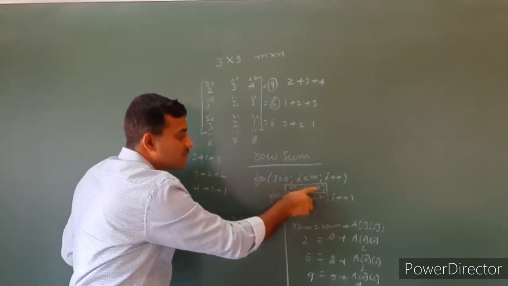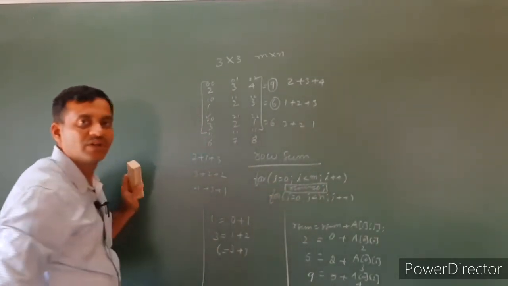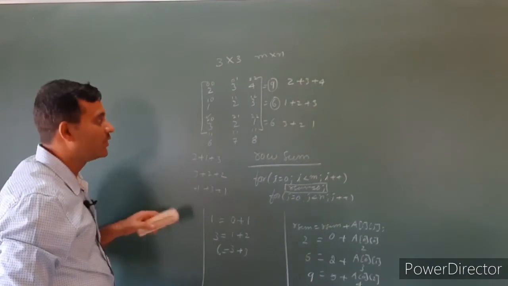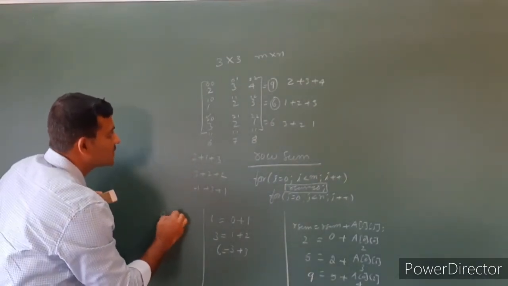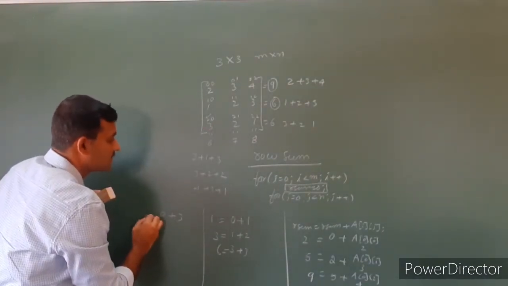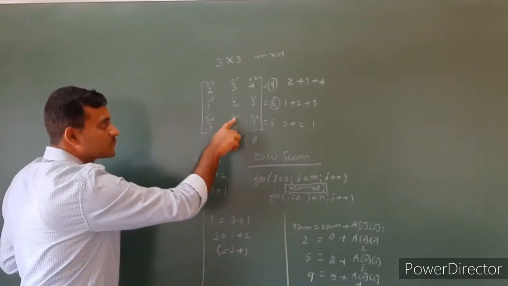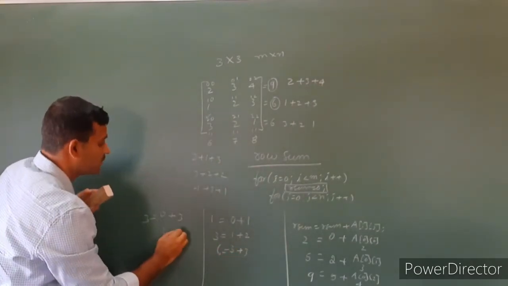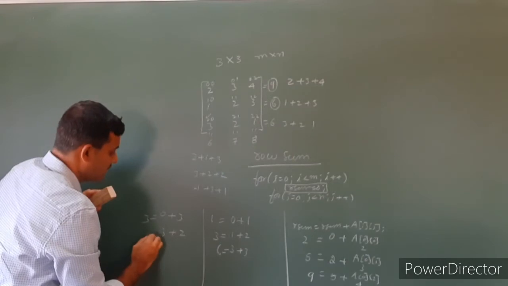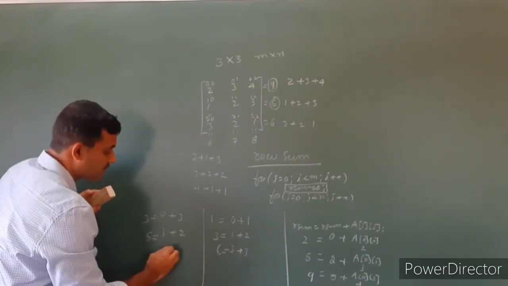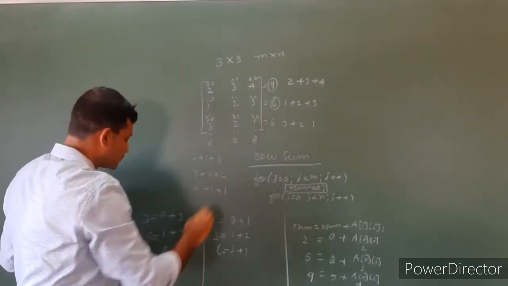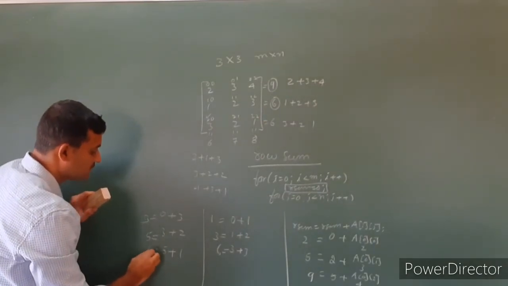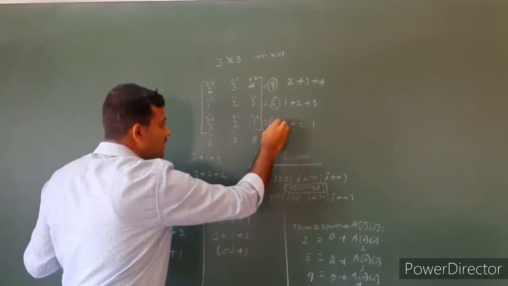Then r sum is initialized to 0. Then 0 plus first value is 3, it returns 3. Again j is incremented, it becomes 2, 1. 3 plus 2, then it returns 5. R sum value is 5 plus next one is 2, 2, 1, then it returns 6. So this is the value 6.